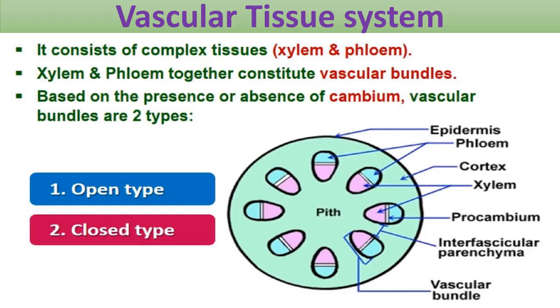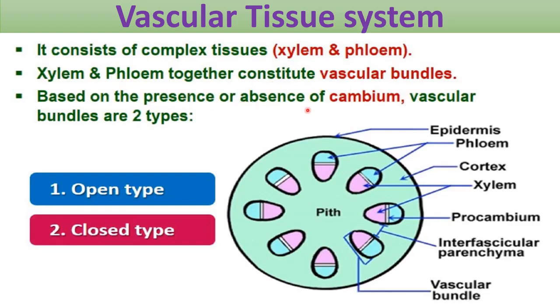Now the next type of tissue system is the vascular tissue system, and it consists of complex tissues. You know about mature complex tissues? Those are xylem and phloem. So xylem and phloem are part of the vascular tissue system. Xylem and phloem together constitute vascular bundles, right? Together, xylem and phloem, we will call it a vascular bundle.